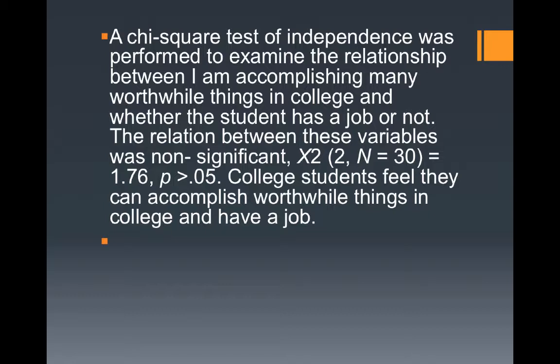The relation between the variables was non-significant. You see the X2? The X2 is your statement for telling us you're doing a Chi-Squared. X is in italics. In the parentheses, 2 is the DF. N equals 30, and then this is the Pearson Chi-Squared value. P is greater than 0.05. College students feel they can accomplish many worthwhile things in college and have a job.